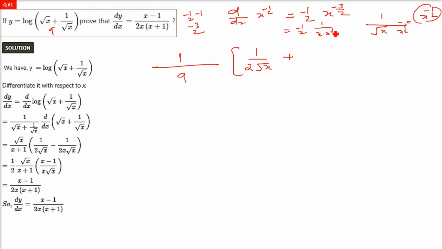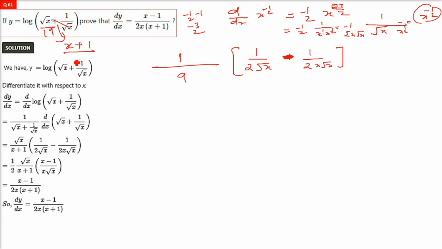You can write it as x into x to the power half, because 1 plus half is 3 by 2. So x to the power half is root x. So minus half, x is already there, and x to the power half is under root x. I am just changing the sign. It is going to be 1 by 2x under root x. It was minus of that. So that is the differentiation of x to the power minus half, as I told you. Alright, so now this.